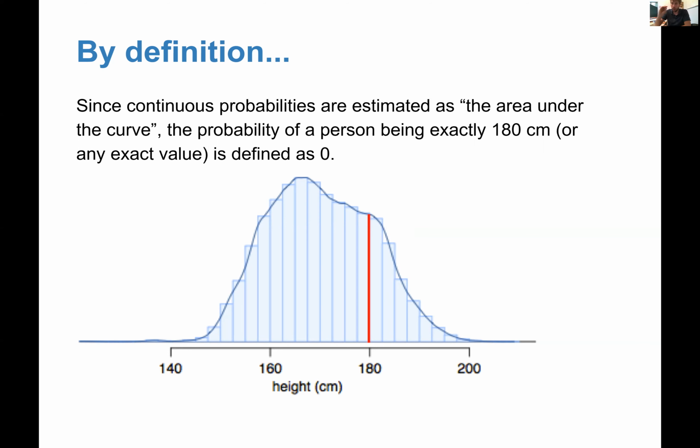They could be like 180.001 or 179.99. And so you only allow non-zero probabilities when there's a range of numbers, when we're dealing with a continuous variable. Okay, that's it.